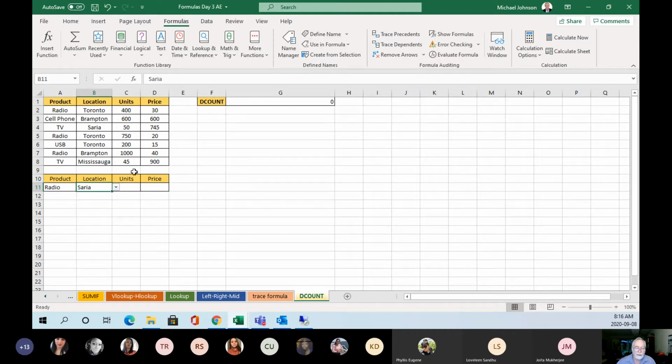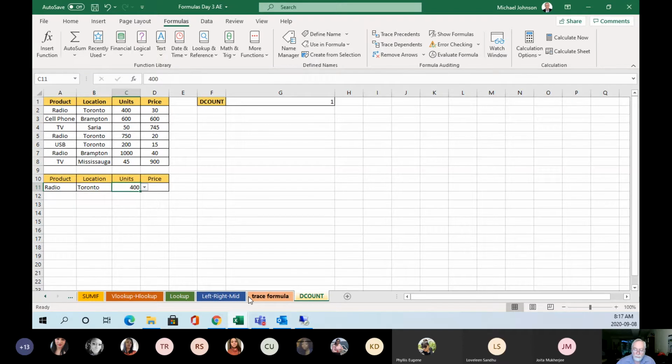And now I can basically see for radios in Sarnia, well, there are no radios in Sarnia, so it comes up with 0. And of course, I could use the units here and determine, well, I want 50 units. So I'll just change this to, let's say, Toronto, still 0 units. And it's Radio Toronto. What if I chose 400? It says there's only one entry for that.